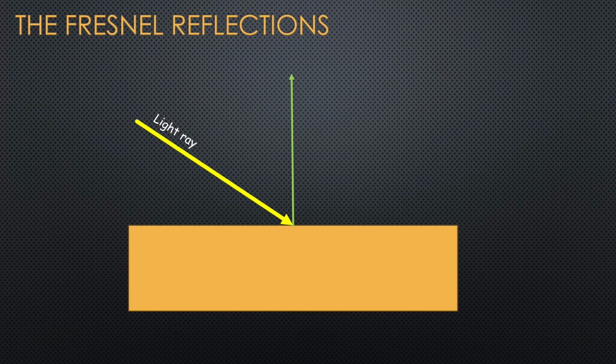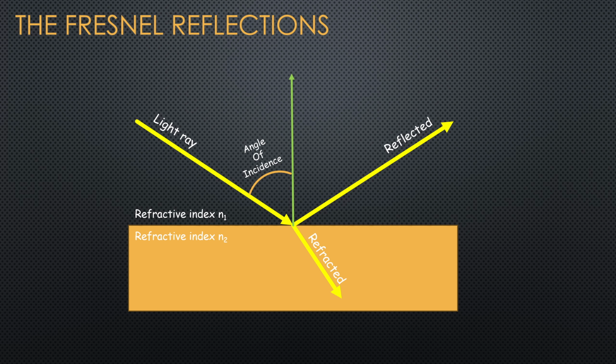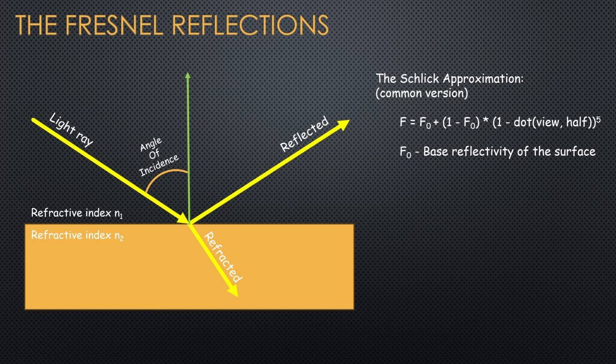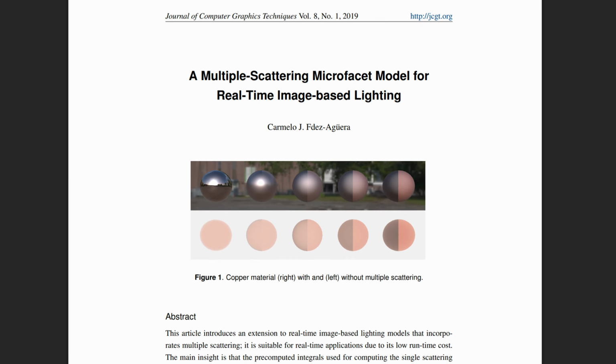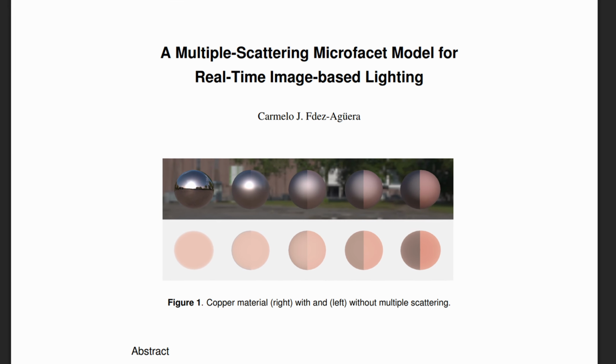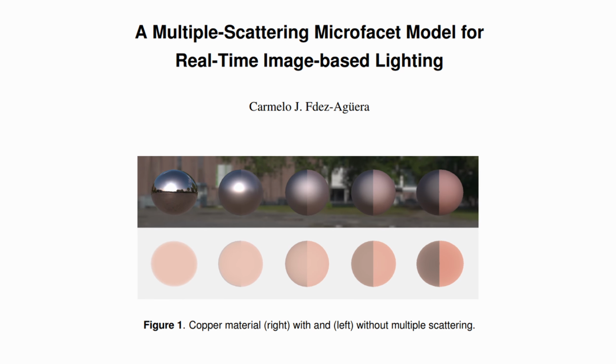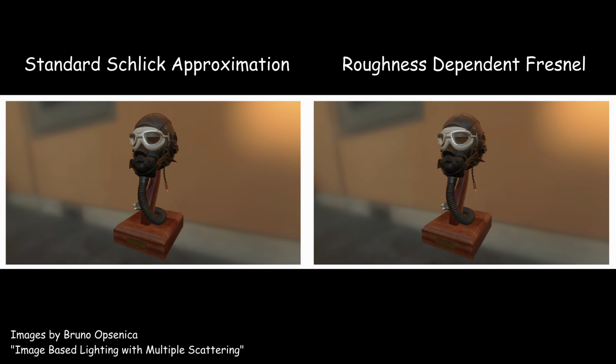This type of reflectance describes how much light is reflected versus refracted when it hits a surface. It basically depends on the angle of incidence and the material refractive index. In the previous video, we saw a common implementation of the Schlick approximation, which is often used for real-time rendering. In this video, we have a slight change introduced by Carmelo Aguera in a 2019 paper. This change is supposed to somewhat increase the reflectance of rougher surfaces, as you can see in the following example.